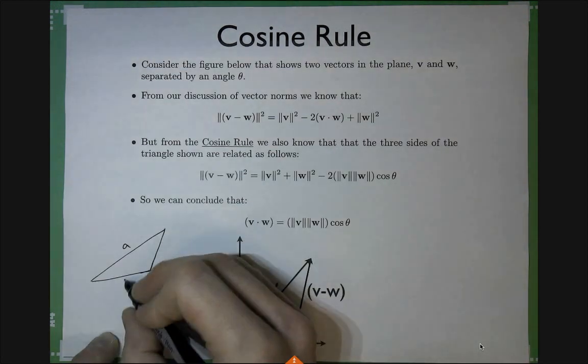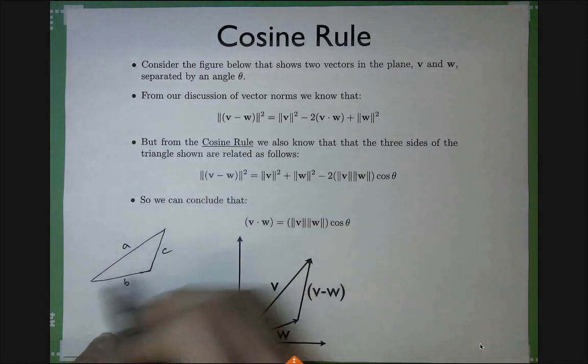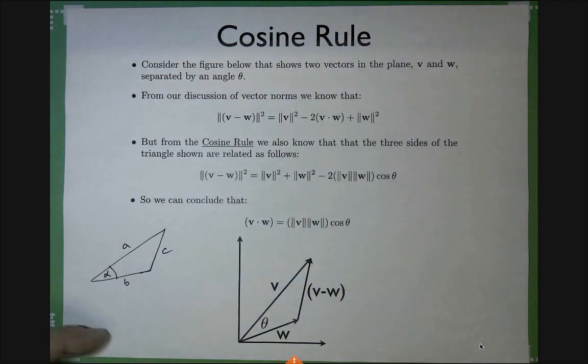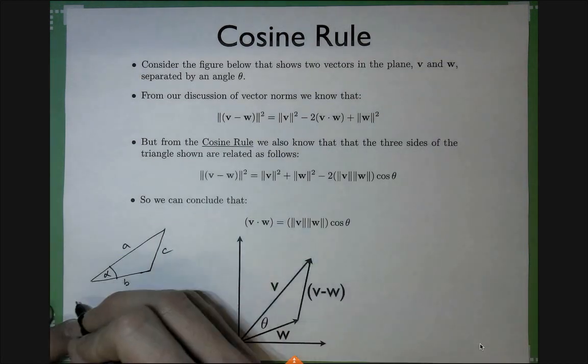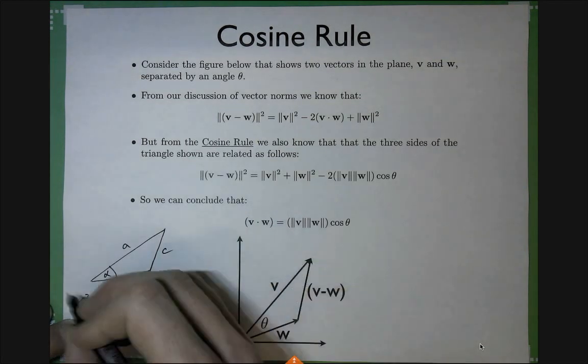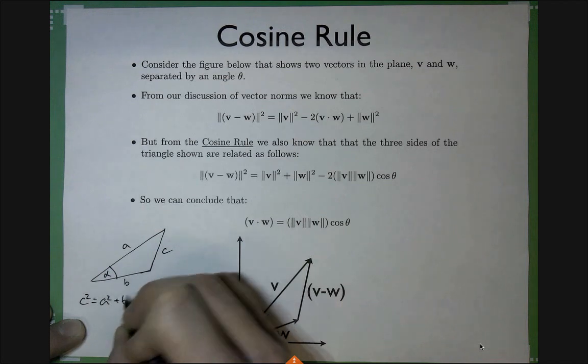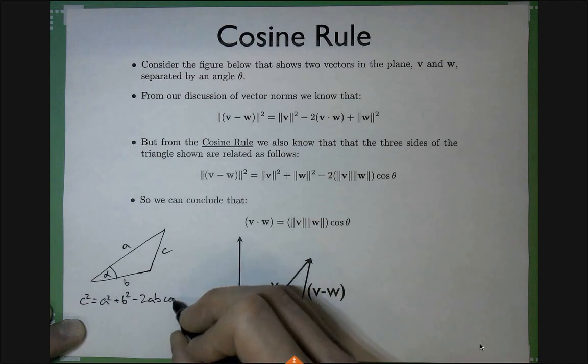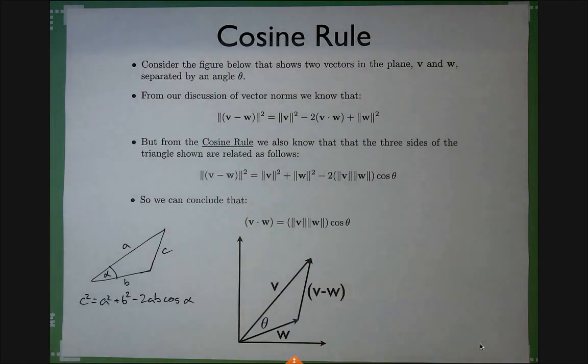So if I have a triangle and the lengths of the edges are a, b, and c, and I also know the angle alpha, then there is a relationship between these four numbers, and that's the cosine rule. The cosine rule says that c squared is a squared plus b squared minus 2ab cosine of alpha. That's for a 2D triangle, even though, of course, it would work in any other dimension as well.